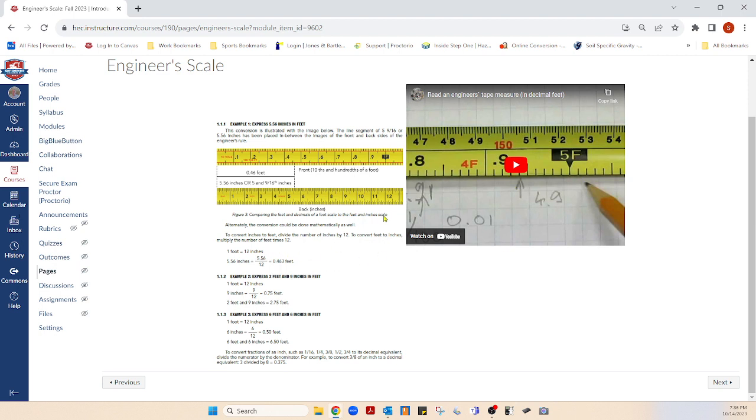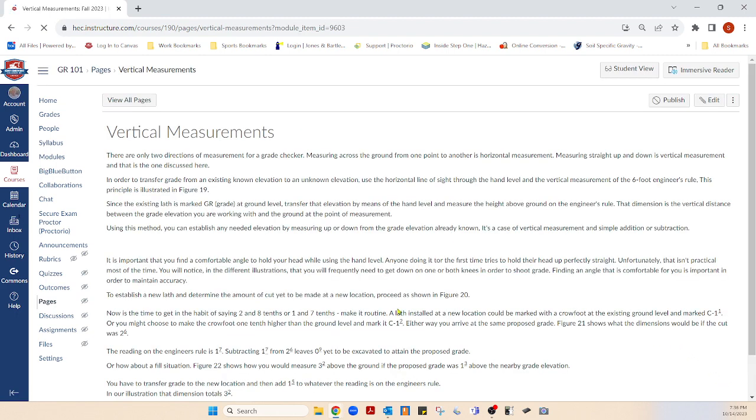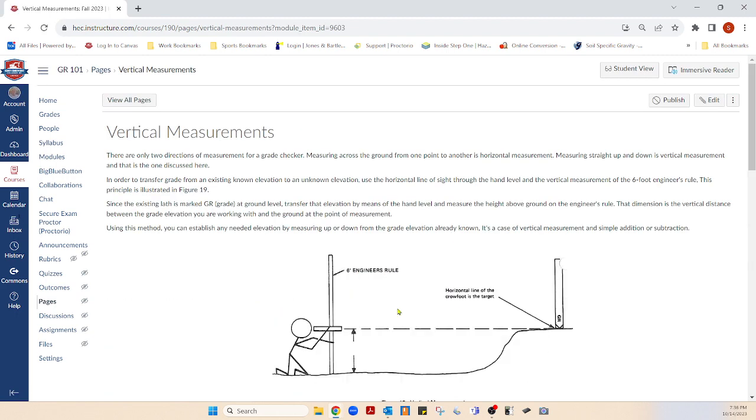If we have troubles, shoot me a phone call or an email. But I think once you see this, you will understand it. Let me see what's next. Vertical measurements. I think we've been going for 30 minutes. We probably will have to revisit this again, but I'd like to get through this vertical measurements section.